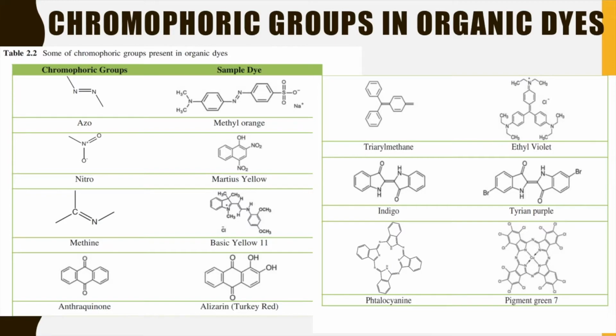chromophore to absorb light. So normally a dye contains sequences of conjugated double bonds, like the azo, nitro, and methine groups. Additionally, a dye also contains a conjugated system of the benzene ring bearing a simple unsaturated group, like the anthraquinone, triarylmethane, and indigo.